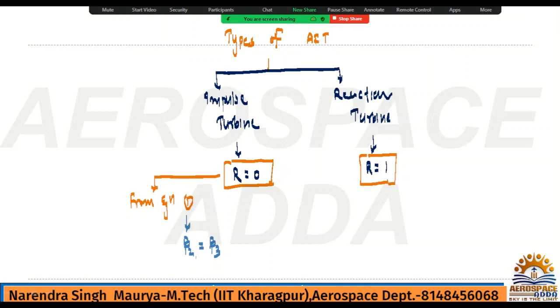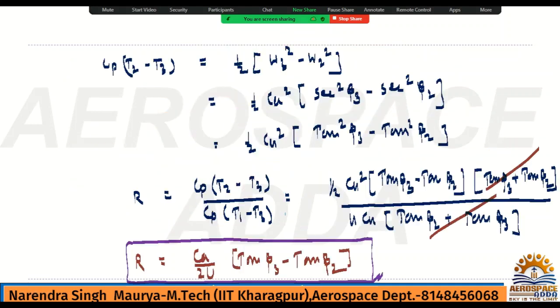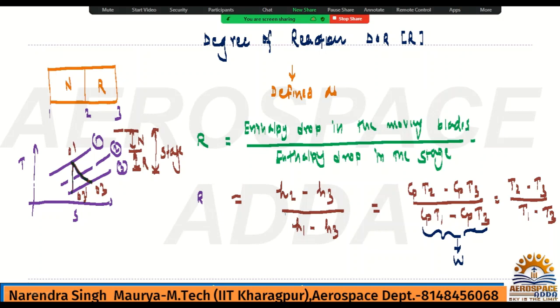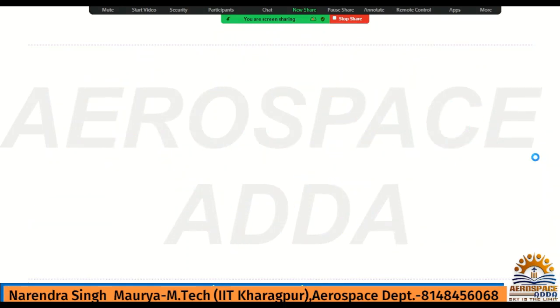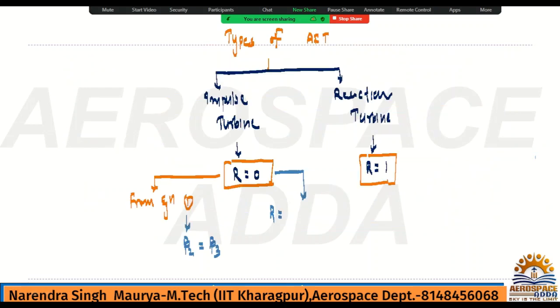That is one part. The second part: what is the degree of reaction formula? It is the enthalpy drop in the moving blades. What are the moving blades? It's the rotor. So you can say the enthalpy drop delta H in rotor divided by delta H, the enthalpy drop in stage. That's the mean of it. So if R is 0, it means the rotor value will be 0. If rotor is 0, that means there is no enthalpy drop in rotor, or you can say there is no expansion in rotor.